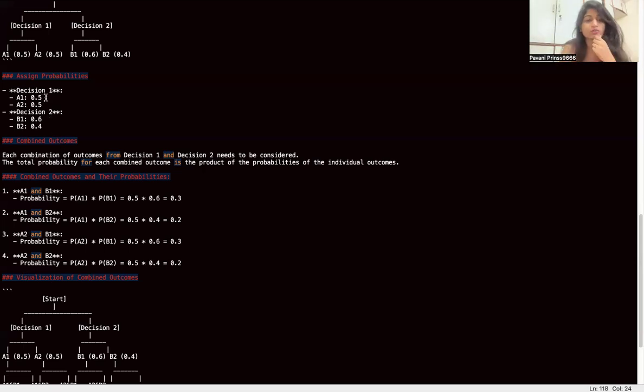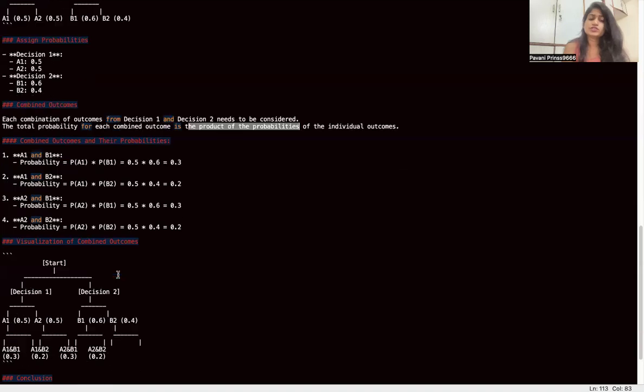What is the probability of A1? 0.5. What is the probability of B1? 0.6. So are you doing the product? Yes. Of what? I'm doing the product of the probabilities of the individual outcomes. A1 is an individual outcome and A2 is also an individual outcome, right? That is how you will do the product. That is what they have done. So each combined outcome is nothing but the product of the probabilities of each individual outcome. Where do you get these outcomes from? You get them from the decision trees, decision 1 and decision 2. So you're just multiplying them.